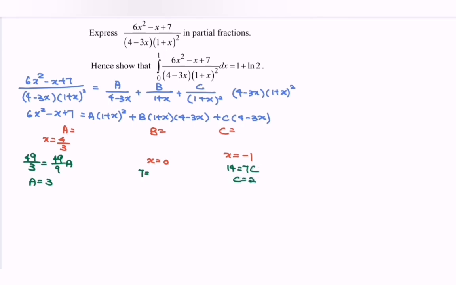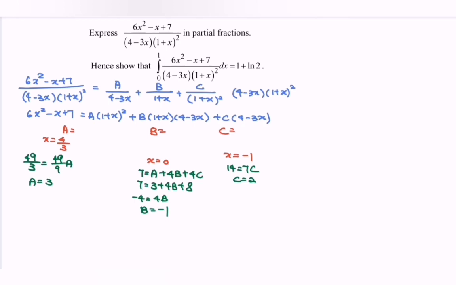Finally, if we substitute 0, very obvious, we'll have a, and then plus 4b, and then plus 4c. Substitute the values of a and c. So 7 equals 3 plus 4b plus 8. So we will have negative 4 on the left and then 4b. So b will equal negative 1.